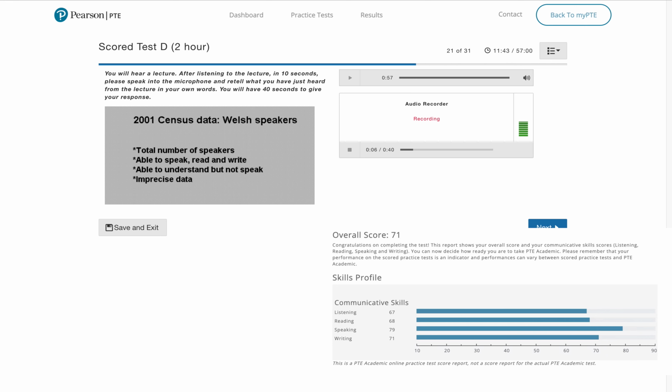This lecture mainly talks about speakers of a language. According to the lecture, the speaker mentioned the total number of speakers, those able to read, write, or speak, and those able to understand but not speak. The speaker mentioned a 2% increase in 1991, and the first results for foreign language in 2003. In conclusion, this lecture is very interesting.